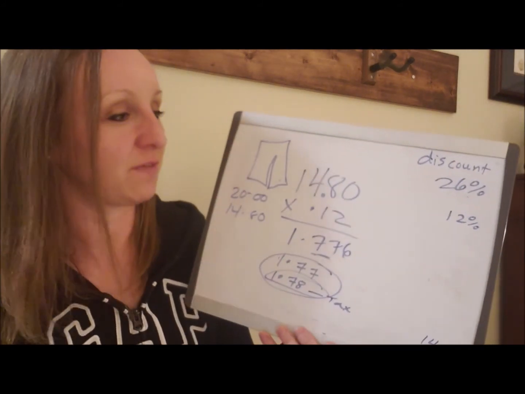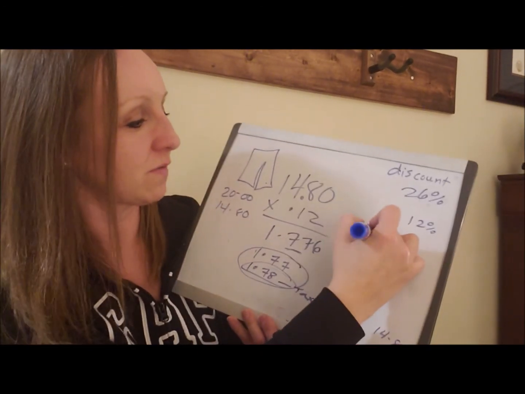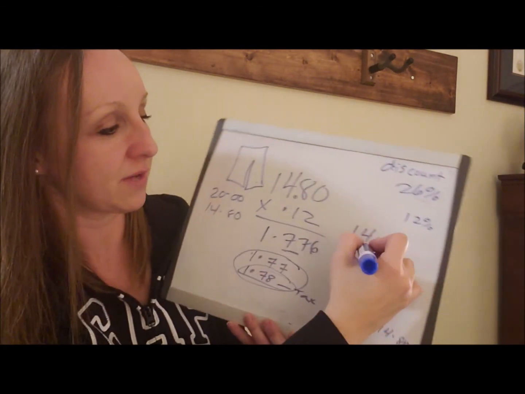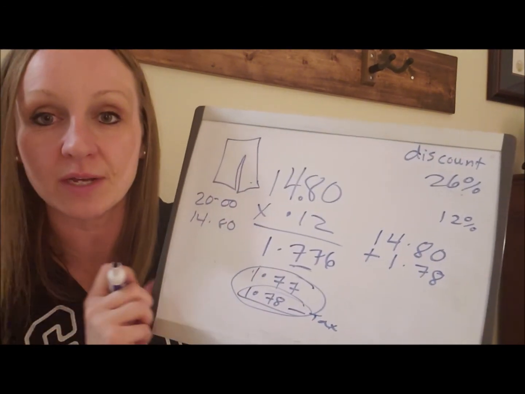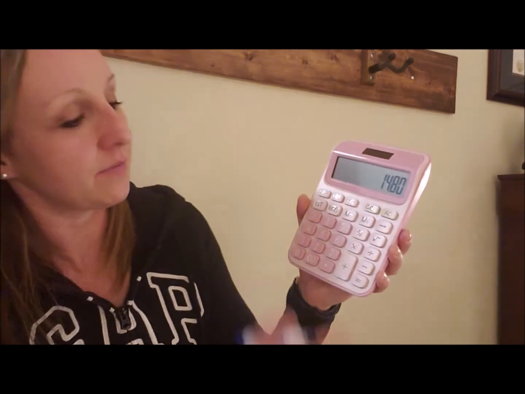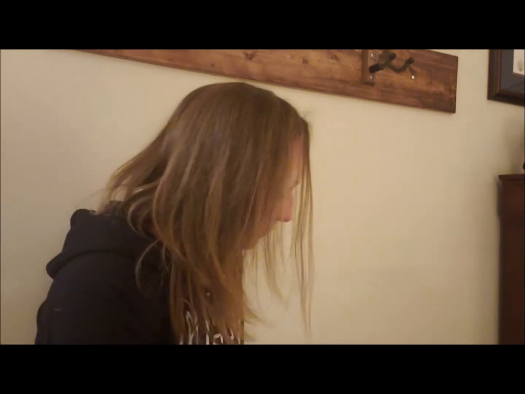But now I need to actually figure out how much my pants are after the discount, including the tax. So it's $14.80, and I'm going to add on the amount of tax, which is $1.78. You guys can see this right here in the video. I want to show it to you in the calculator. So 14.80, and then I'm going to add the cost of my tax, which is $1.78. So plus 1.78. And my answer is $16.58, as you guys can see.